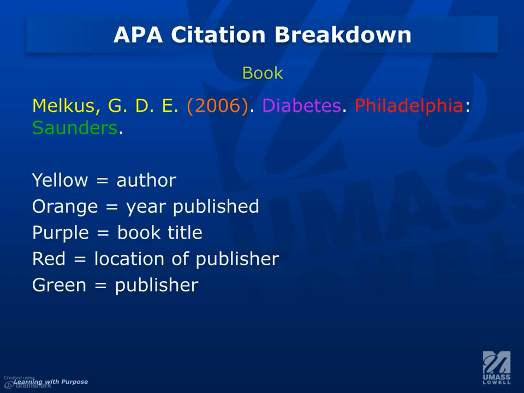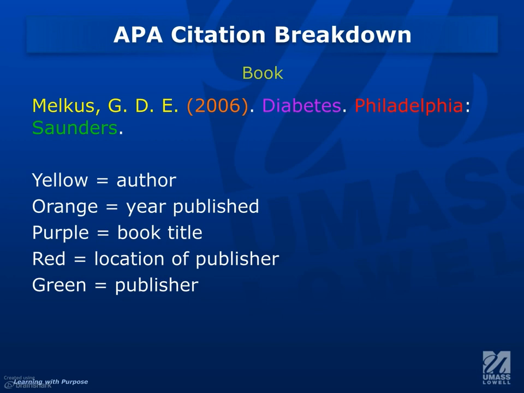Next, we have a book citation, which, as you can see, is a lot less detailed than an article one. Again, in yellow, we have our author, last name, comma, first and middle initials. In this case, there's only one author, but were there to be more than one, they would still go in order of publication. So the first author listed in your bibliography is the first author printed on the book.